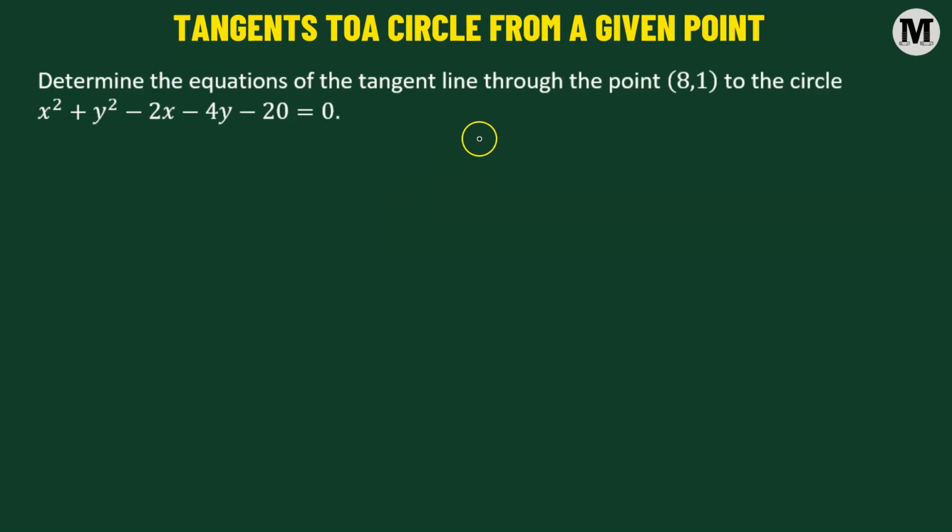Determine the equations of the tangent line through the point (8, 1) to the circle. So let's begin with the tangent line. We will suppose that the tangent line has a slope m and it passes through the point (8, 1).